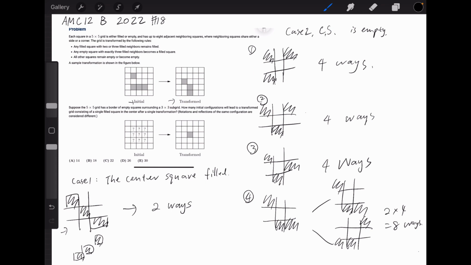And if we add them together, we would get 3 times 4 plus 8 plus 2, which gives us 22. Therefore, the answer is C.